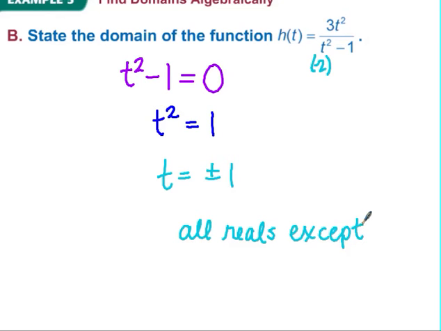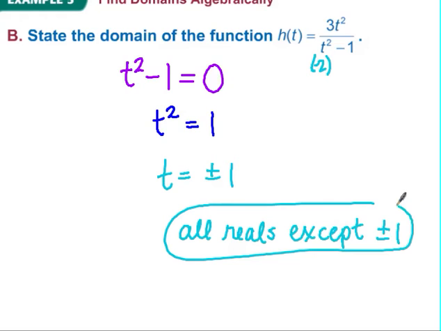When I have a fraction, what can't I have in the denominator? 0. What makes this 0? What two values? The same ones you found right here. Okay. So when you have a fraction, you're going to have all reals except for those numbers right there. We've got about 2 or 3 more we're going to look at.